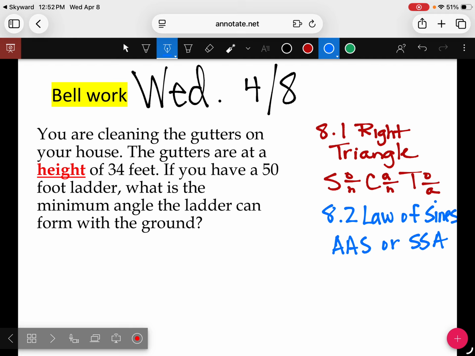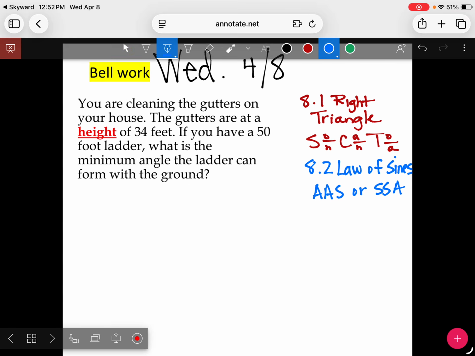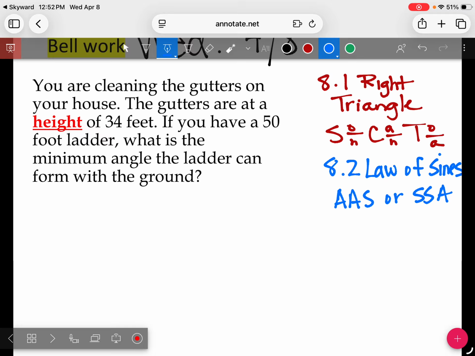There are certain words that indicate a right triangle. One of them is height. The other one is perpendicular. You remember the words parallel and perpendicular? Perpendicular also means right triangle. So because this says height, I know that I'm going to draw a right triangle, which means I'm going to use 8.1. Now, I will show you how you could do it using 8.2, because there is a way you can still do this with the law of sines.